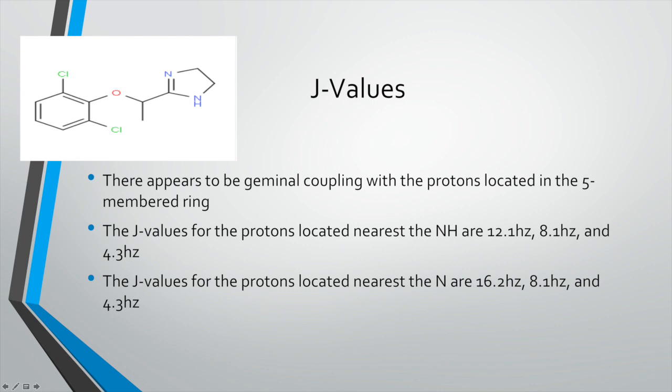However, the J values for the protons located nearest the N double bonded to the carbon, the highest J value was 16.2, and my assumption is that there's geminal coupling with the protons in that 5-membered ring.